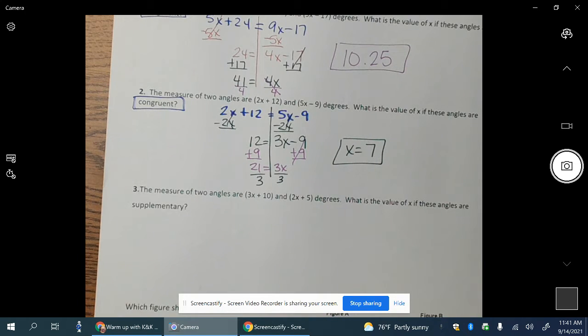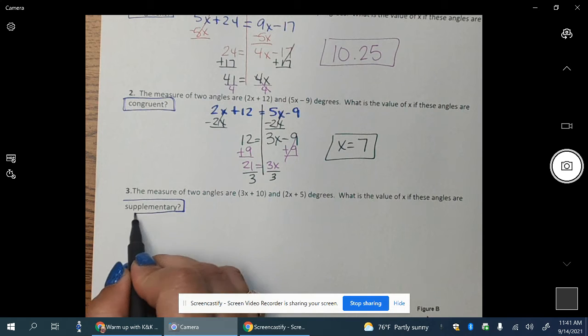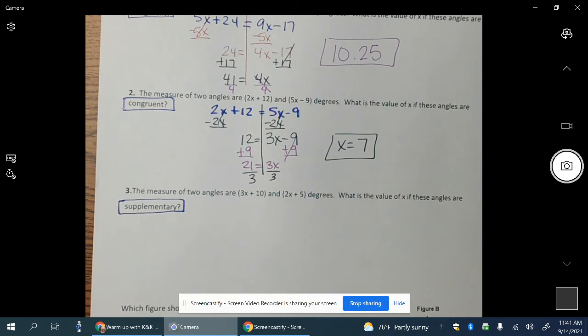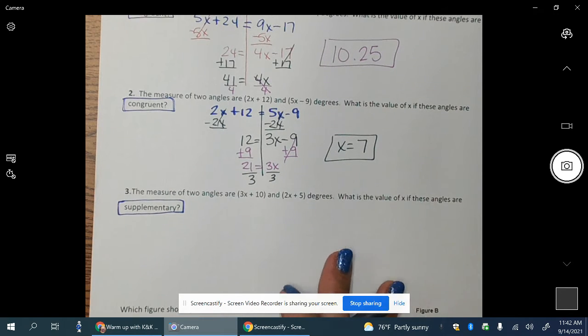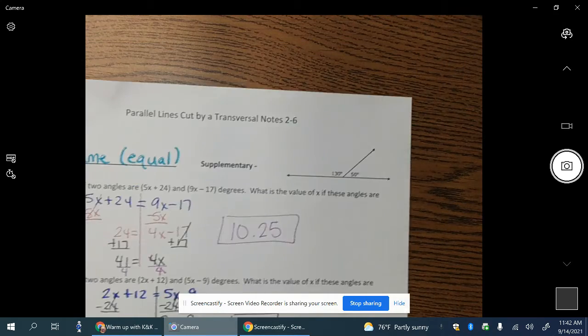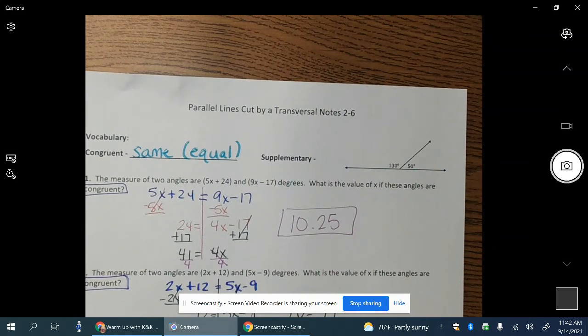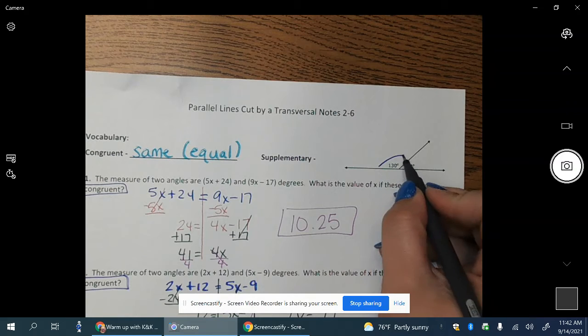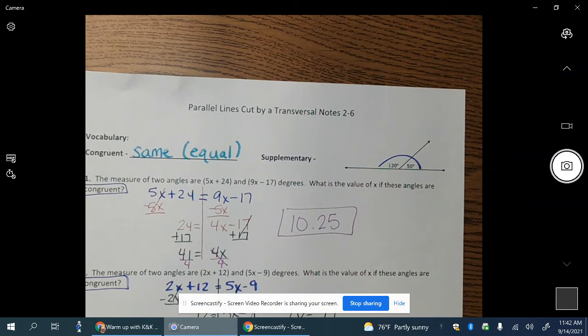Now we need to talk about another word because question 3 says that my angles are supplementary, okay? In 7th grade, we never talked about this word. Does anyone know what supplementary means? Let's look at our picture up here of supplementary angles. And let's think about what we know about angles and what the relationship might be between those two angles.